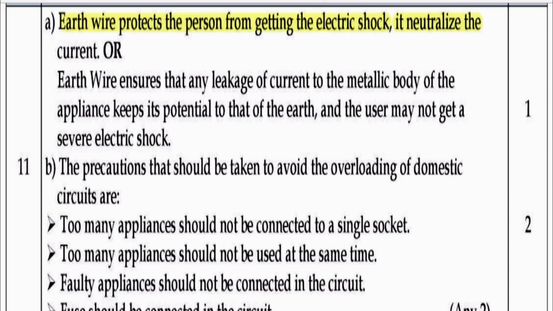It neutralizes the current. We are talking about earthing, which is commonly done in homes, as you already know. The earth wire ensures that any leakage of current to the metallic body of the appliances keeps its potential to that of the earth, and the user may not get a severe electric shock.